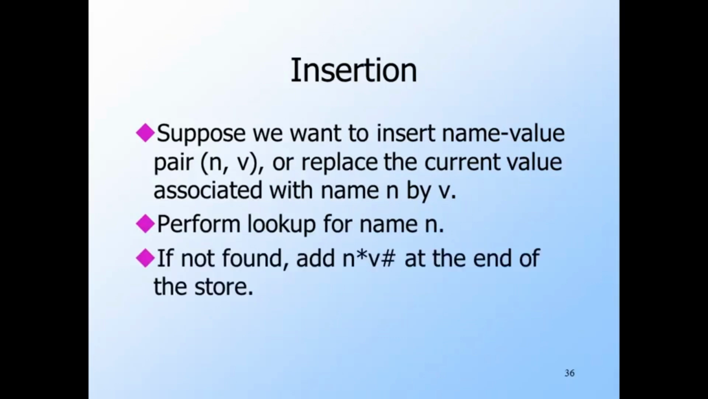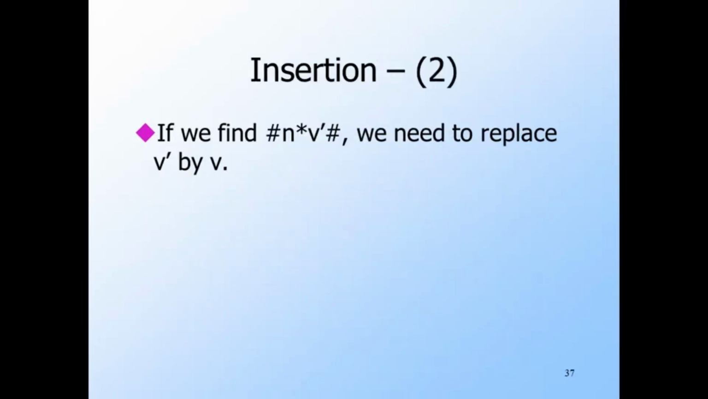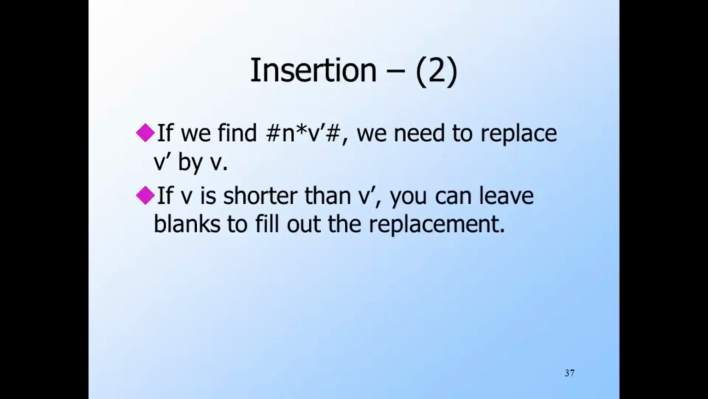If we scan the entire store and we never find n, then append n star v pound sign to the right end of the store. That is a true insertion rather than a rewriting of a value. But if we find some n, v prime in the store, we have to replace v prime by v. If v is shorter than v prime, then you can leave blanks to fill out the value.